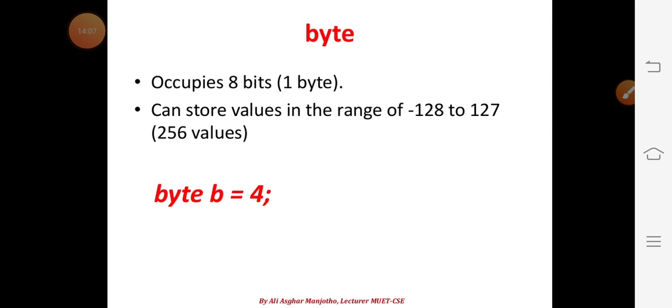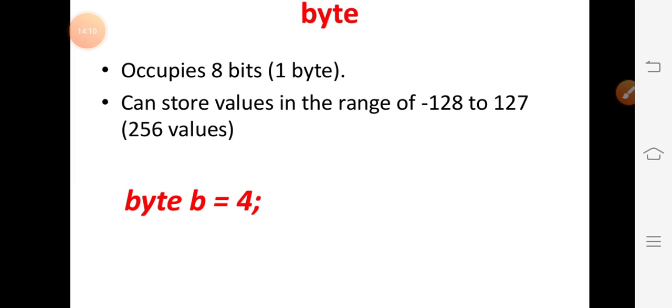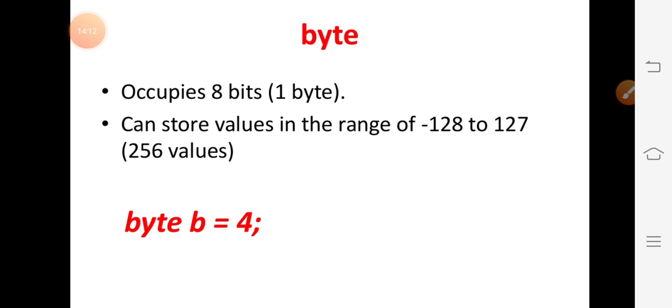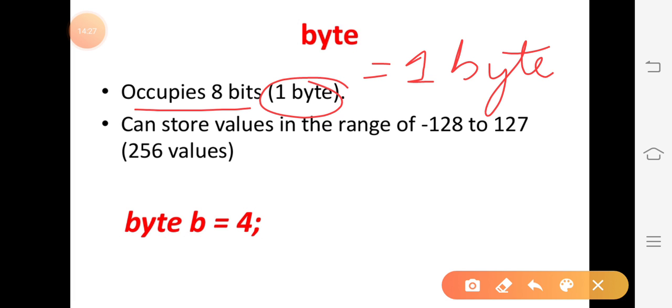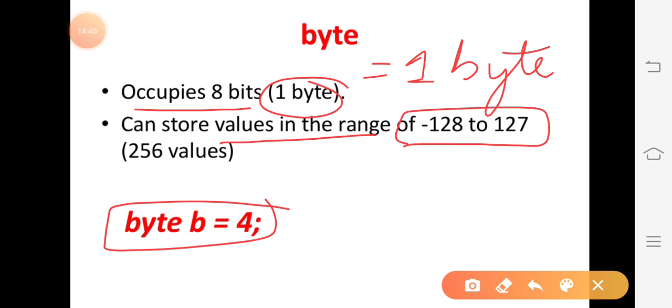The very first one is integer. As you know, integer is already divided into byte, short, int and long. Byte occupies 8 bits and 1 byte. How much memory does byte need? 1 byte, right? Now it can store values in the range of -128 to +127. How is it? Now look here, you know how to define it, it's simple: b is equal to 4.